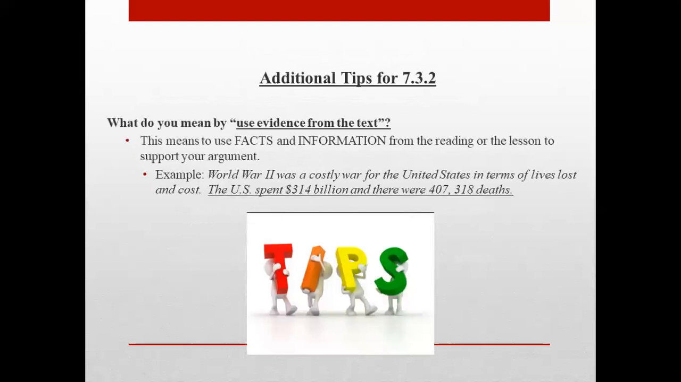Okay, some more additional tips. Some students are not sure what is meant by use evidence from the text. So what this means is that you're not just willy-nilly answering a question based on absolutely no facts or evidence. So think of it as using facts and information from the reading or the lesson to support your argument.